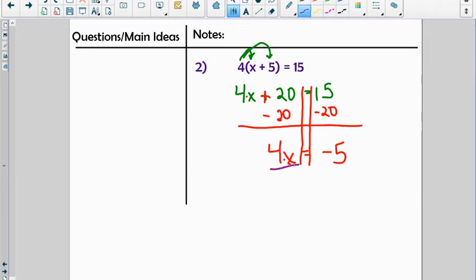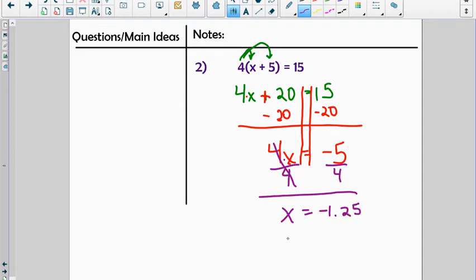Next, I want to undo that multiplication. So I divide by 4 on each side. And I'll get x equals... it looks like we're still going to end up with a decimal answer. And you know what? That's okay. If we divide that out on the calculator, we get negative 1.25.